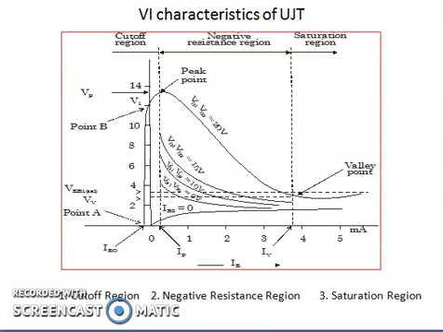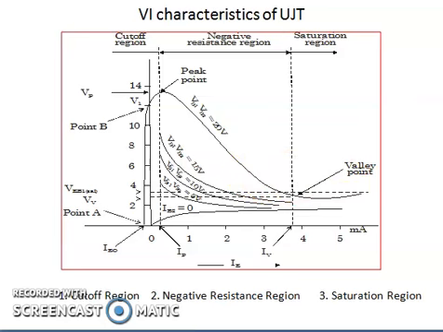If you look into the VI characteristics of the UJT as shown in the figure, we have three main regions: the cutoff region, negative resistance region, and saturation region. The cutoff region is here, the saturation region is here, and we have the negative resistance region. Similar to other transistors, here also we have three regions, but one important point to be noted is that we have a negative resistance characteristic curve. This makes this type of device mostly used as an oscillator.